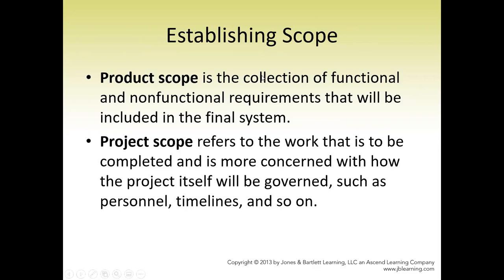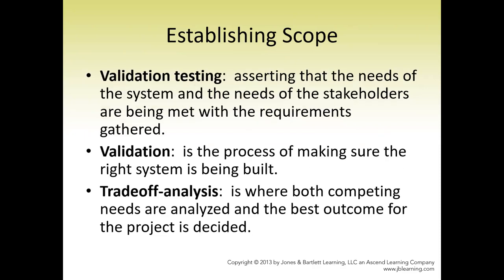Establishing scope. Product scope is the collection of functional and non-functional requirements that will be included in the final system. Project scope refers to the work that is to be completed and is more concerned with how the project itself will be governed, such as personnel, timelines, and so on.